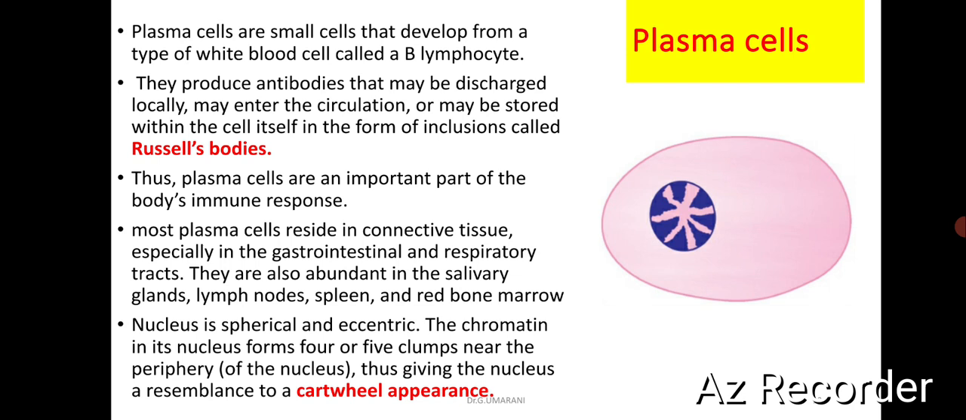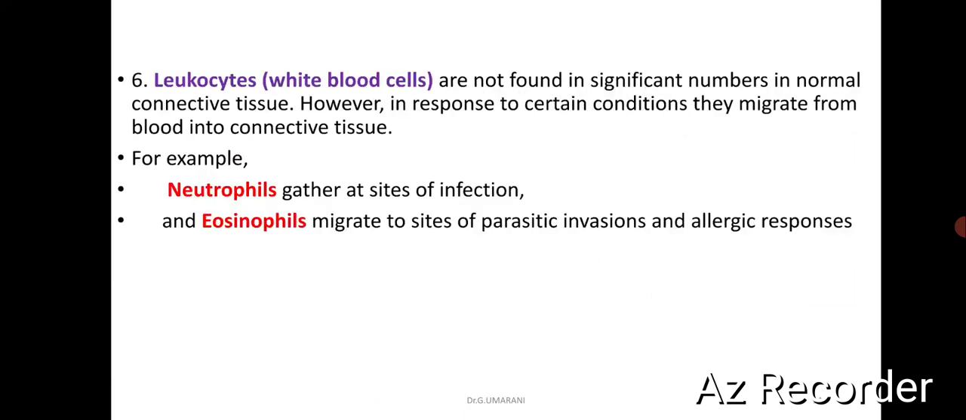The nucleus is spherical and eccentric. The chromatin in its nucleus forms 4 or 5 clumps near the periphery, thus giving the nucleus a cartwheel appearance. Next are the leukocytes, known as the WBC.